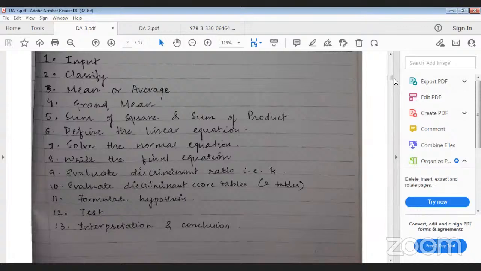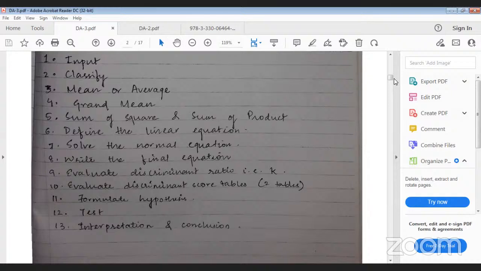First you have to go for input, then classify, mean or average. This is actually the theoretical manual calculation. Another one, the SPSS calculation steps, I will make you understand afterwards. So this one is your input, meaning the data. Then you have to go for classify. First you have to find out the mean or average. Then calculate the grand mean. Then calculate the sum of squares and sum of products. Define the linear equation. Solve the normal equations. There are two normal equations you will get, and you have to solve them.